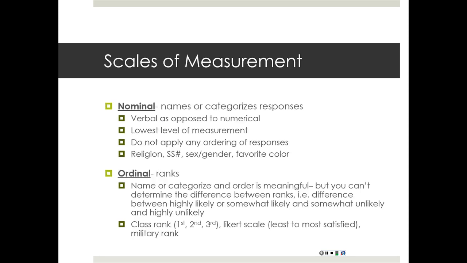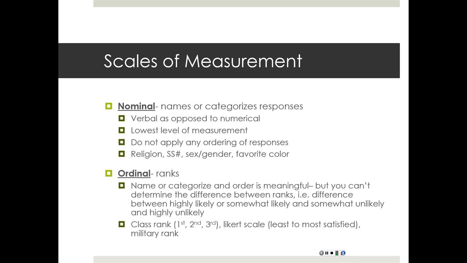The first scale of measurement is nominal. The scale simply names or categorizes responses and fits the property of identity discussed in the previous slide. Normally, this will be a verbal classification as opposed to numerical. An example of this is male or female. This is the lowest level of measurement, and you do not apply any type of ordering of responses in this nominal level. An example of this would be your favorite colors. There is no difference, no order, no value in red, green, blue, purple, or yellow. It is simply a naming value.